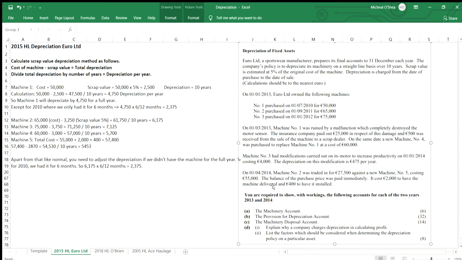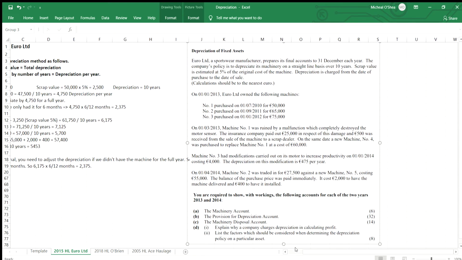It's like if you're building a house, you don't just pay for the bricks and the mortar. You have to actually pay for somebody to deliver it. You have to pay for somebody to install it. You have to pay for everything to be overseen, and they're all costs. So if machine 5 costs 55 grand and it's 2,000 for it to be delivered and 400 to be installed, therefore machine 5 did not just cost 55 grand.